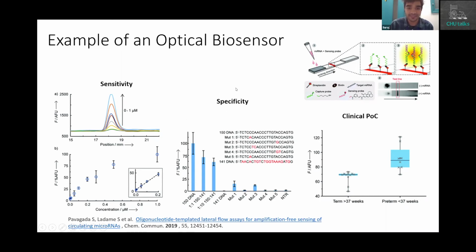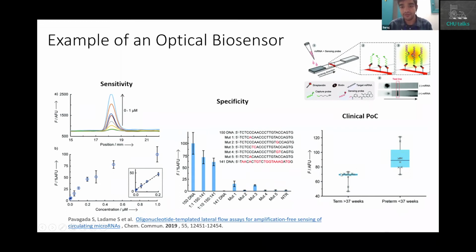You also need to prove specificity. You need to add other target analytes and show that you don't get a signal, and that you only get a signal when you add your target molecule. That's what we showed. We were trying to target miRNA 150. We targeted that, and we got a high response. Then whenever we incorporated a mutation in that DNA, our signal dropped quite drastically. So that is another key test that you will need to do to prove that your sensor is working.